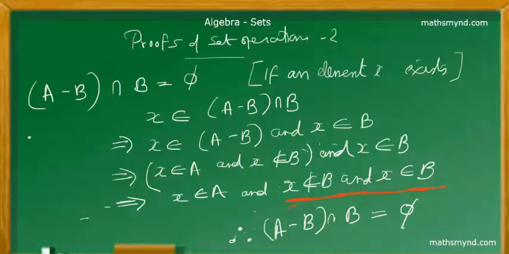Going on to another case of getting the proof of a particular set operation, we are again looking at a relatively simple case, but there's an interesting difference in this particular case. The case is set A minus set B intersection set B gives a null set.